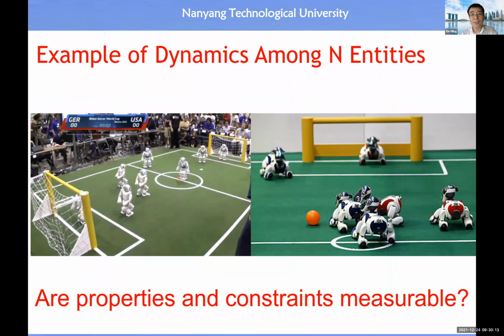So this slide shows you, if you let robots play a football game, you see the dynamics among the team of robots. Then, under the context of this course, we want to know how to measure the value of a property and the value of a constraint. Are properties and constraints measurable or not? These are our concerns, because the objective of this course is to study the principles behind the design of a measurement and sensing system. So we want to know what to measure. The answer should be the value of a property and the value of a constraint.